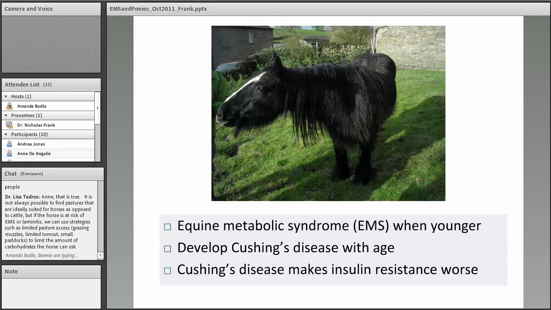And when we look at Cushing's, in this photograph of this pony, obviously with a very long hair coat, it's clearly got problems with Cushing's. This is what we would refer to as advanced Cushing's, and this would be treated with the drug Pergolide.